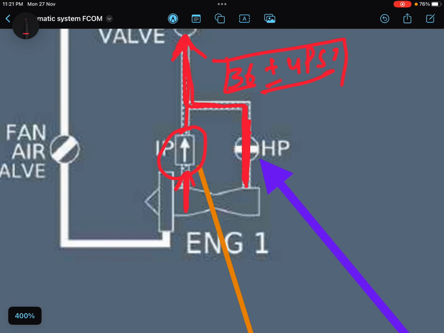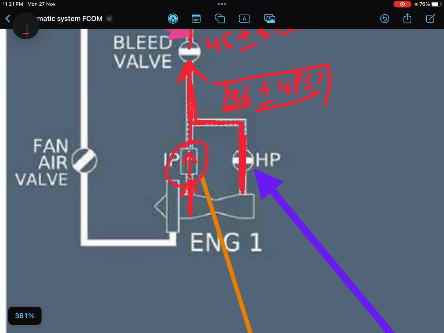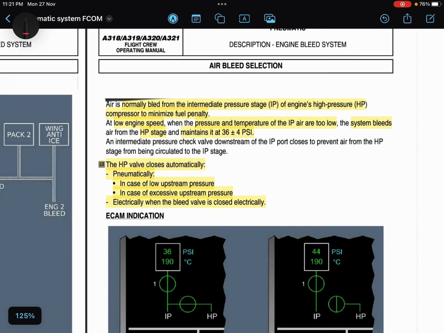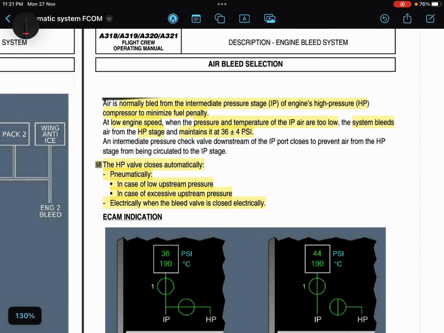So this is the symbol of a check valve. This pressure check valve is downstream of the IP port. It closes to prevent air from the HP stages from being circulated to the IP stages.